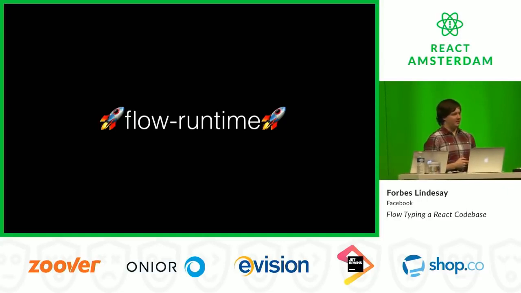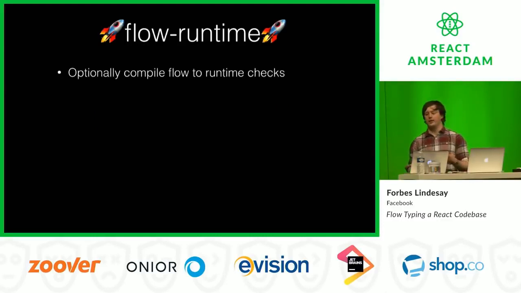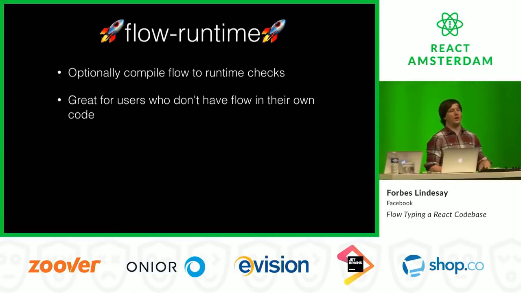Next, runtime type checking. Not all of your package users will have Flow, so you might want to consider something called Flow runtime. Flow runtime lets you optionally compile Flow into runtime type checks. So this is great for users who don't have Flow in their own code. This lets you provide runtime exceptions, but provide them really early. So before they've got deep into the guts of your complicated module, right at the boundary, you can go, this argument you're passing me is not the type I expected you to pass me.